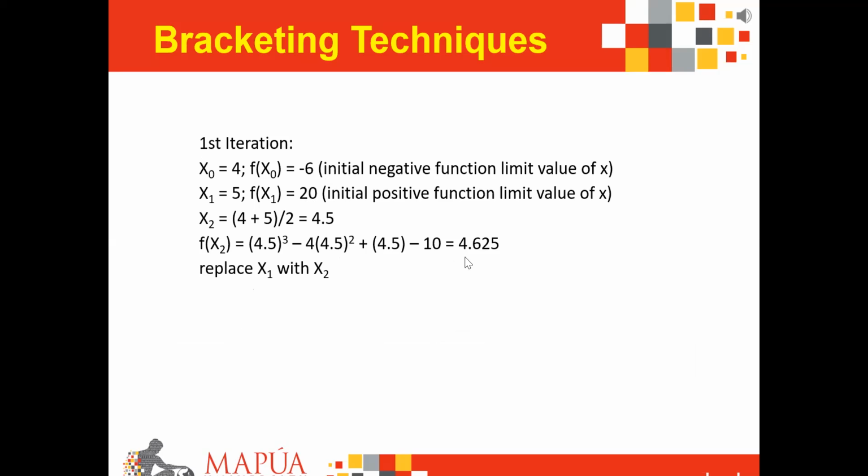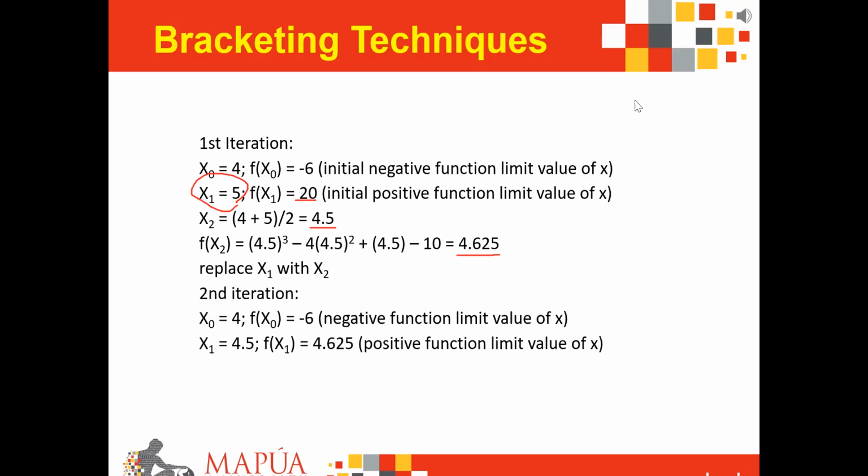Note that this particular function value is not 0. So we then replace one of the bracket values of your x. In which case, since our given f(x2) turns out to be positive, I will then replace this positive function limit value of x, which is x1, with x2. Hence, on the next iteration, my x0 remains 4, while my x1 becomes 4.5.